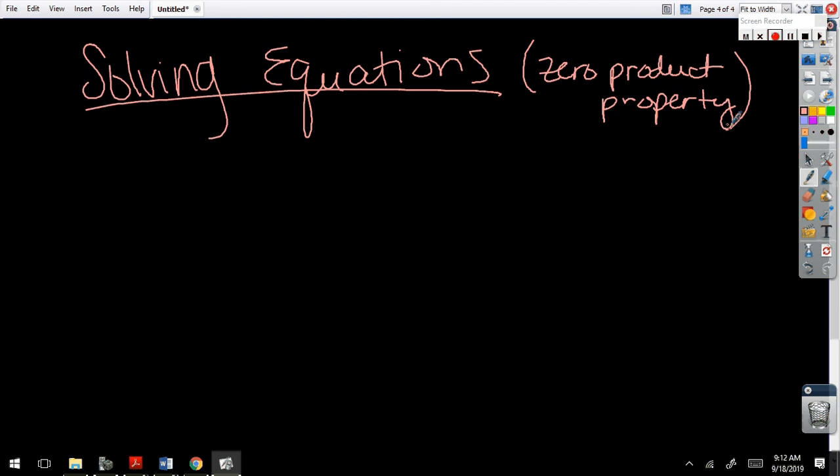So if I had something like (x plus 2)(x minus 3) equals zero, then I could set both of these to zero and get my answers that way, right? What if I had something, though, that looked like this?